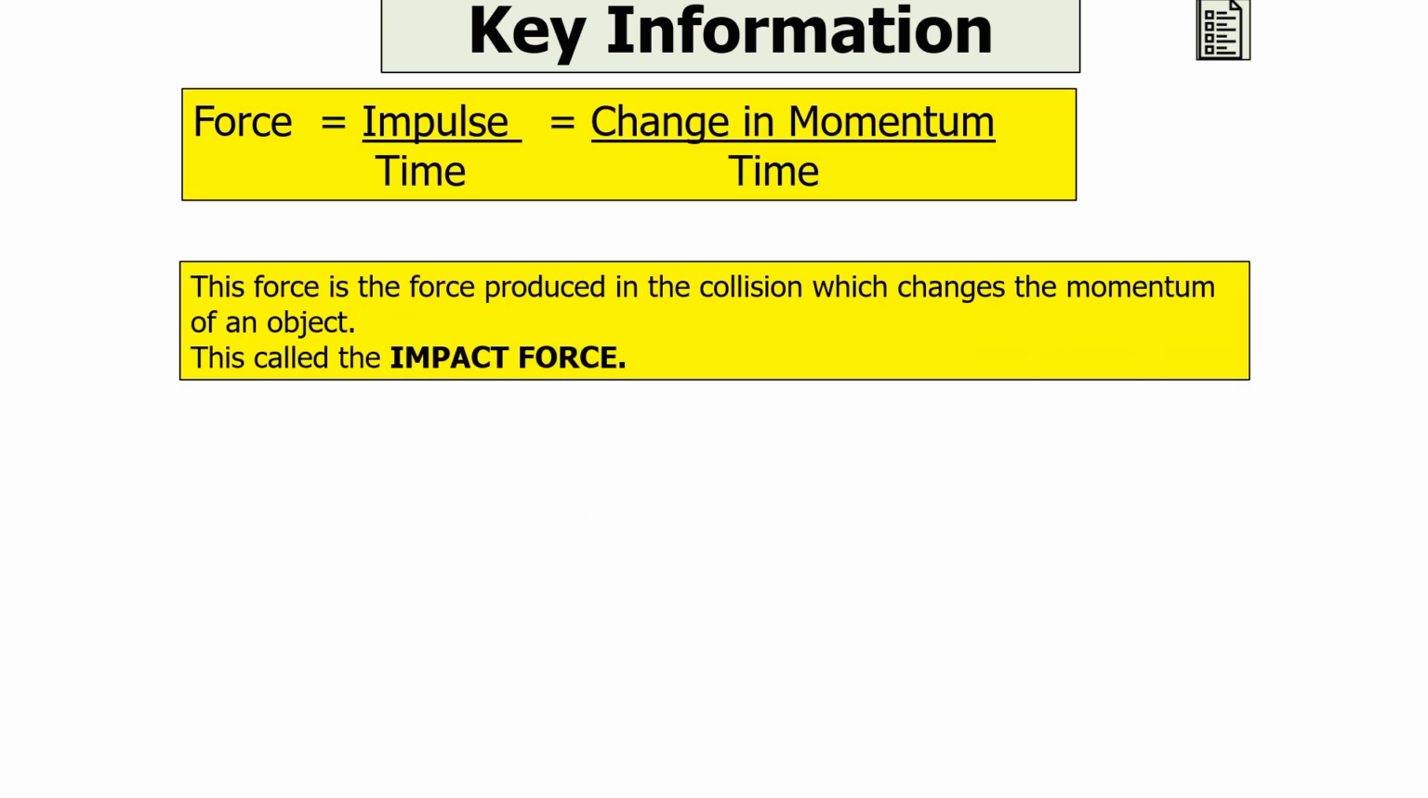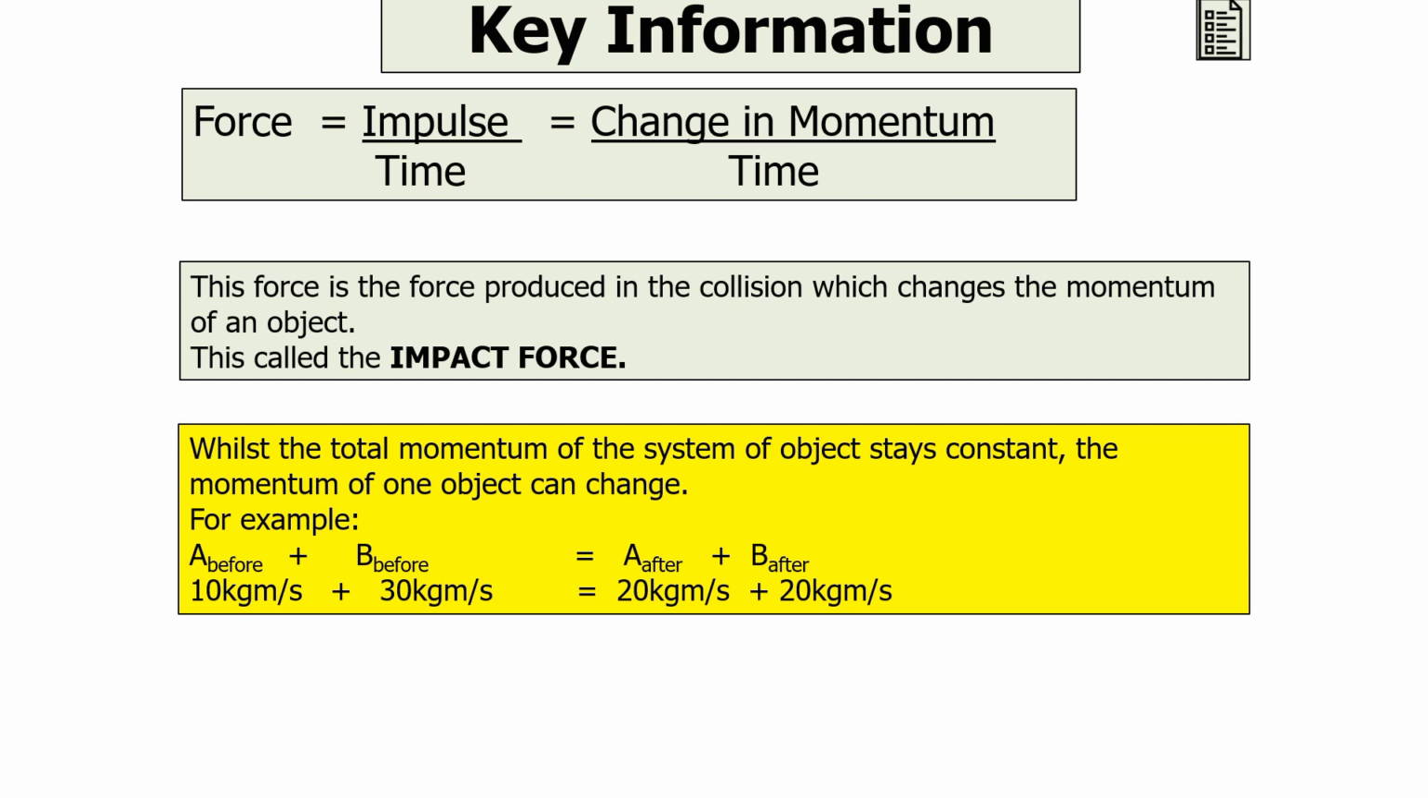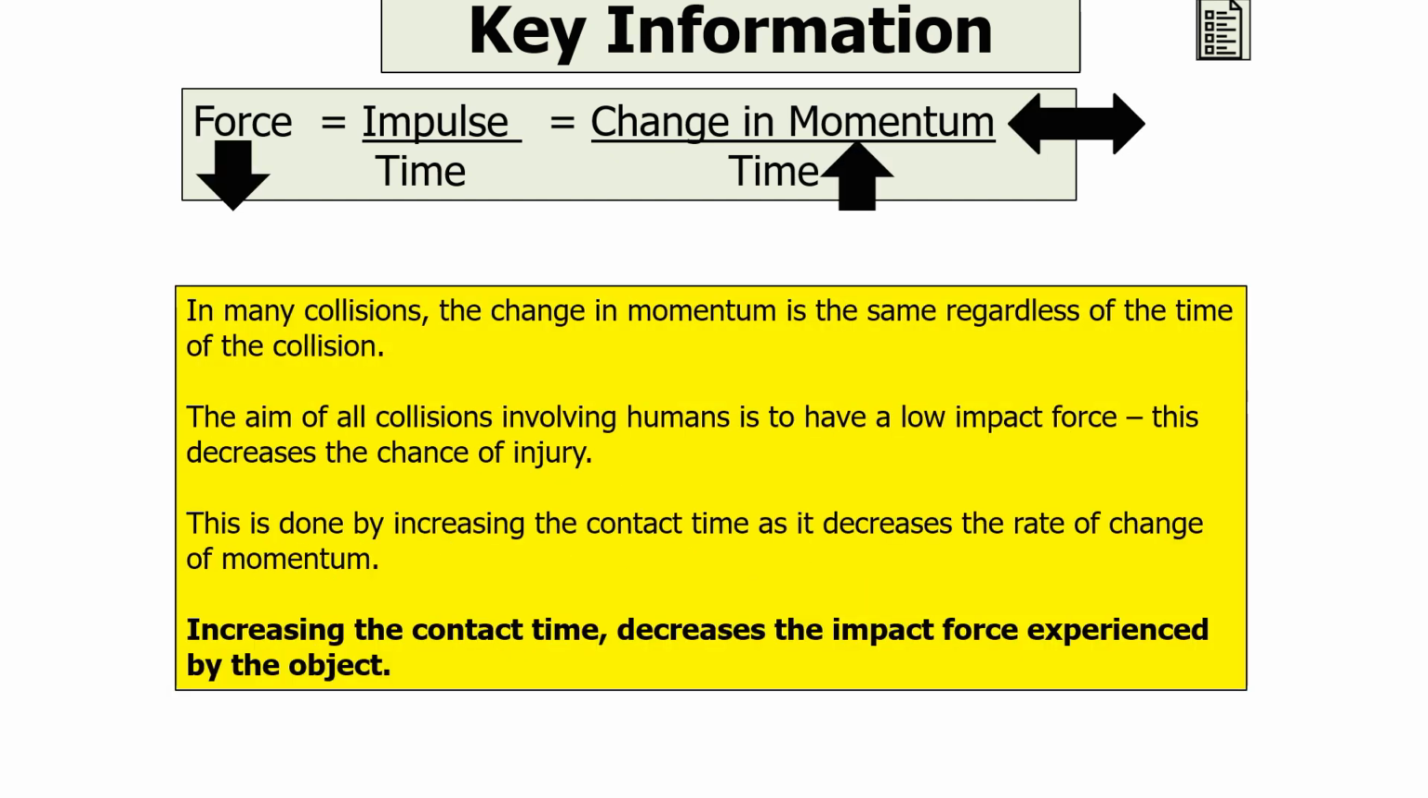So as we know, force is equal to the change in momentum over time, or the impulse over time. This is the force that's produced in the collision which changes the momentum of the object, which we call the impact force. So as we said before, whilst the total momentum of the system stays constant, the momentum of one object can change. Now, in many collisions, the change in momentum is the same regardless of the time of the collision. The aim of all collisions involving humans is to have a low impact force.